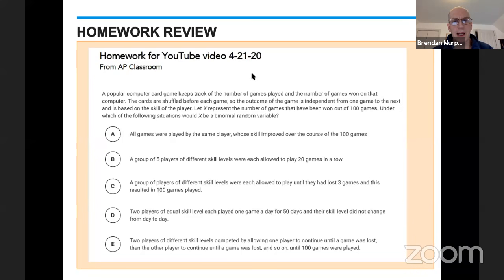Let X represent the number of games that have been won out of 100. So we're playing just 100 games, a total of 100. That's a finite number. So I'm leaning towards binomial here, but let's keep reading. Under which of the following situations would X be a binomial random variable? Okay, so we're in a binomial setting here. Again, here's the same problem.